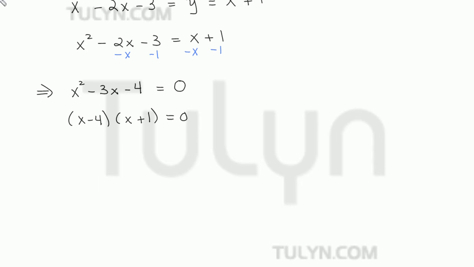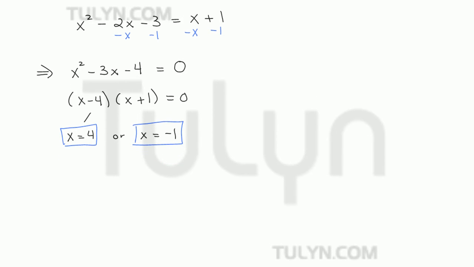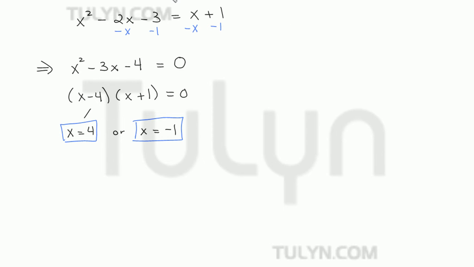So now that we've solved that, let's erase this right here. We have x minus 4 times x plus 1 is equal to 0. And then using the zero factor property, this means that x is equal to 4, or x is equal to negative 1. So now we've found two values of x. But remember, this is a nonlinear system in two variables. So what we need to do is find the y's for these x's.